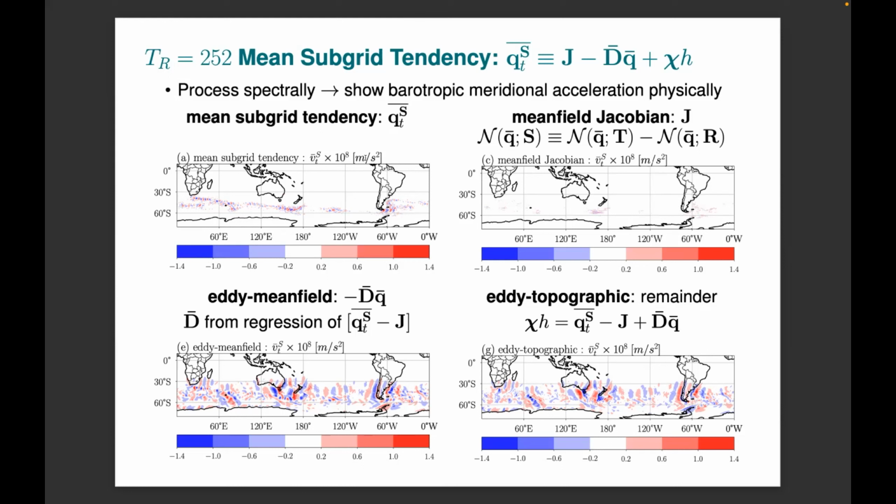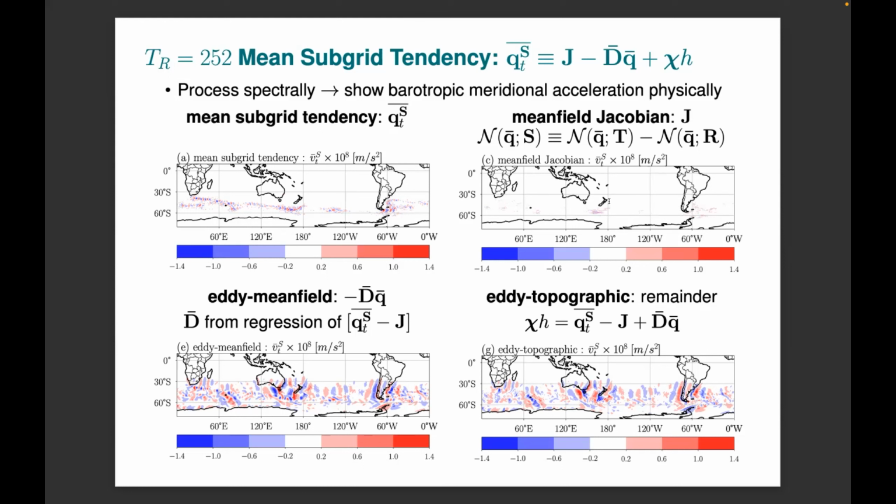This is what the mean subgrid tendency looks like in total, in its entirety. So this is the map that should be added to your time derivative every instant in time to correct for the missing subgrid eddies, the missing subgrid topography, the missing subgrid mean field. And we can calculate the meanfield Jacobian component of this by using the mean field as an initial condition, taking one time step in the model, and then doing the same with the coarsened mean field.